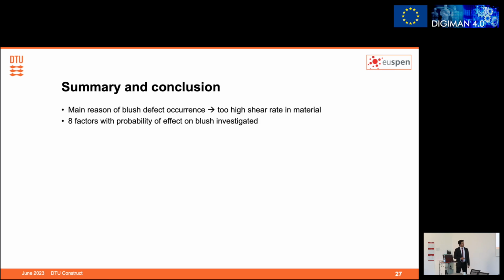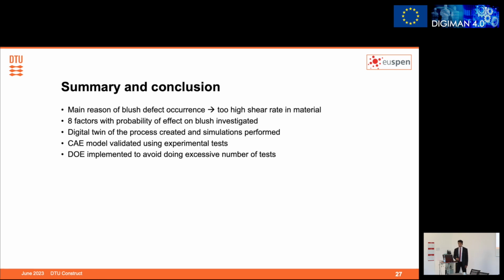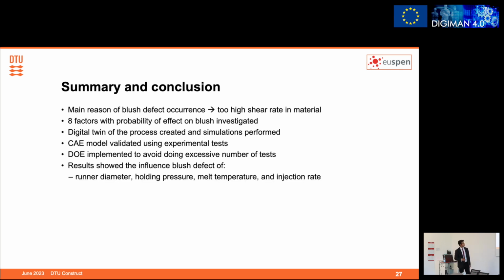In summary and conclusion, I want to summarize what I said. The main reason of blush defect was too high shear rate in the material, and we considered a factor study to see which one is effective. Then we created a digital twin of the process. Then we did design of experiments to avoid doing an excessive number of tests.